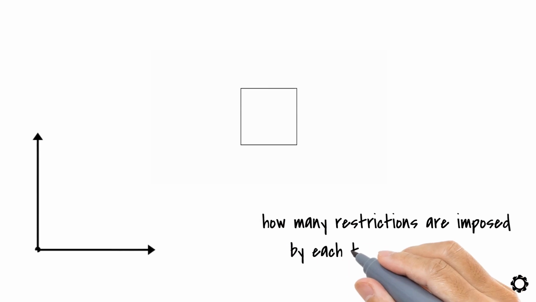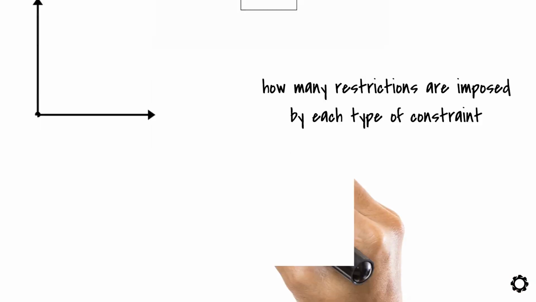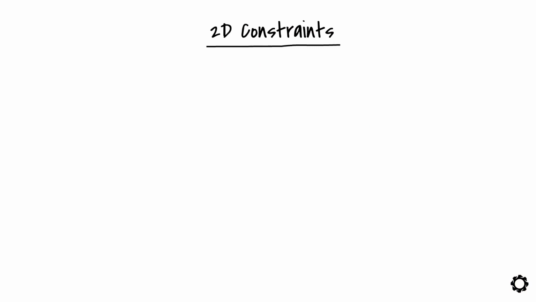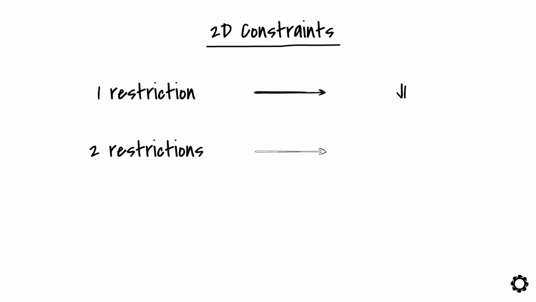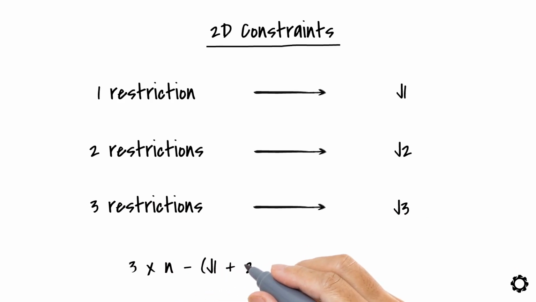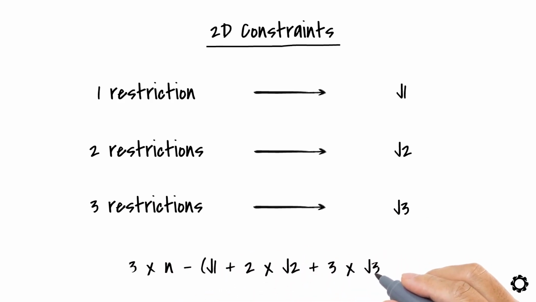In a two-dimensional movement, the constraints used can restrict 1, 2, and even 3 types of movements. This means that we need to understand how many restrictions are imposed by each type of constraint. If we say that the constraints that impose 1 restriction are called J1, those that impose 2 are called J2, and, well, you got it. Those that impose 3 are J3. Then the final number of degrees of freedom of a system is written as 3 times N minus (J1 plus 2 times J2 plus 3 times J3).